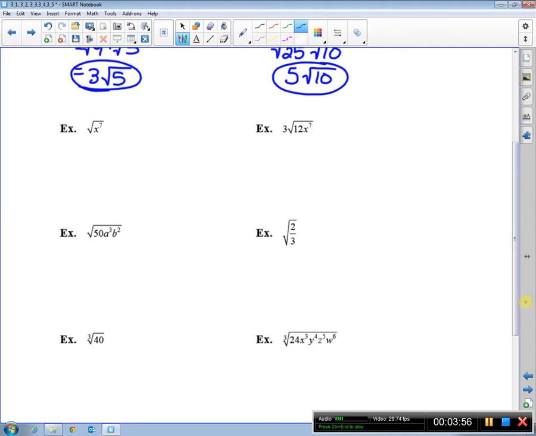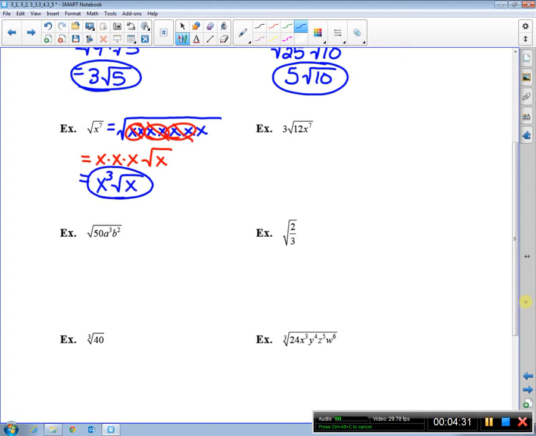X to the 7th. So, knowing that this means x times x times x, count those, 1, 2, 3, 4, 5, 6, 7. 7 x's multiplied together, and we can only take out pairs. So there's 1 coming out, here's another 1 coming out, here's another 1 coming out, and an x is left in. So what we have here is x to the 3rd power on the outside, radical x on the inside.